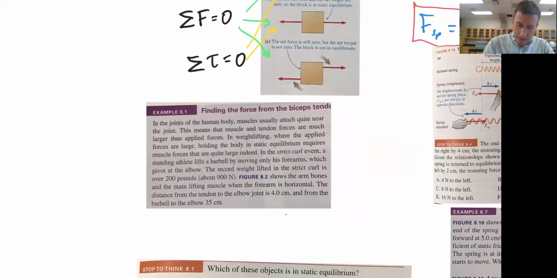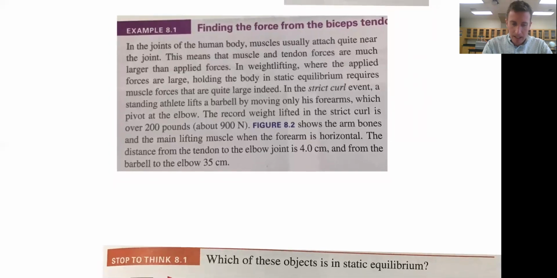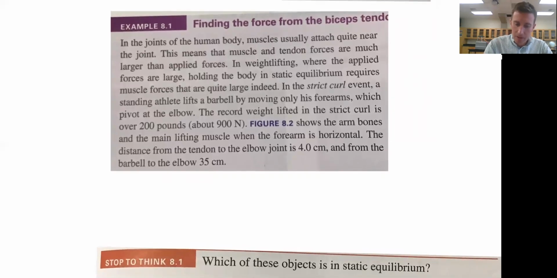So let's do a little example. Finding the force from the biceps tendon. In the joints of the human body, muscles usually attach quite near the joint. This means that muscle and tendon forces are much larger than applied forces. In weightlifting, where the applied forces are large, holding the body in static equilibrium requires muscle forces that are quite large indeed. In the strict curl event, a standing athlete lifts a barbell by moving only his forearms, which pivot at the elbow. The record weight is over 200 pounds, about 900 newtons.